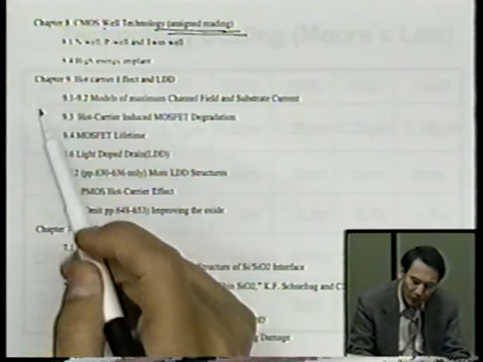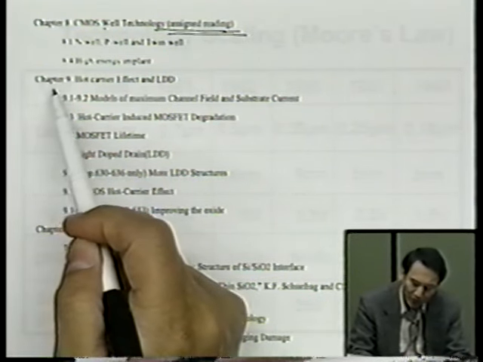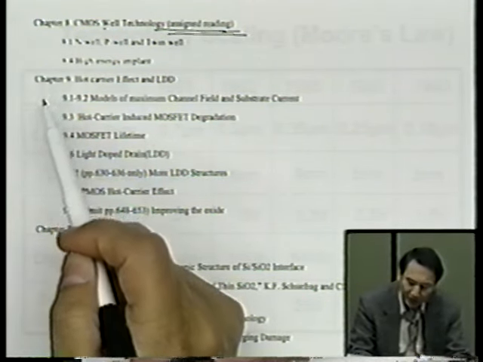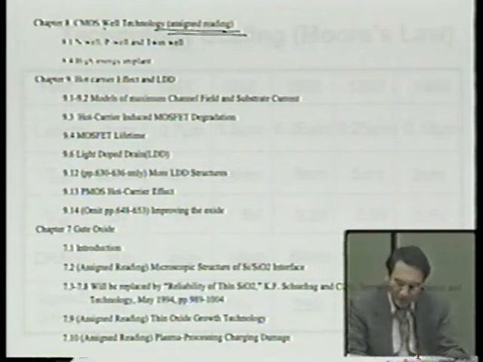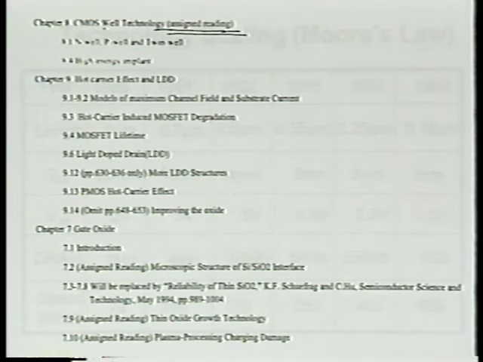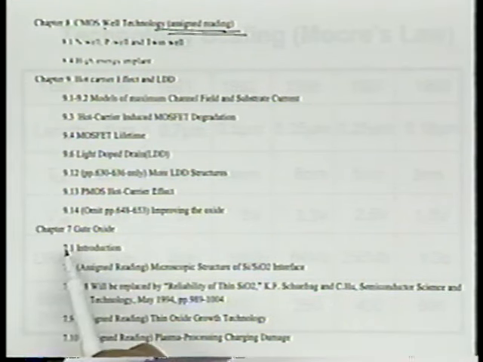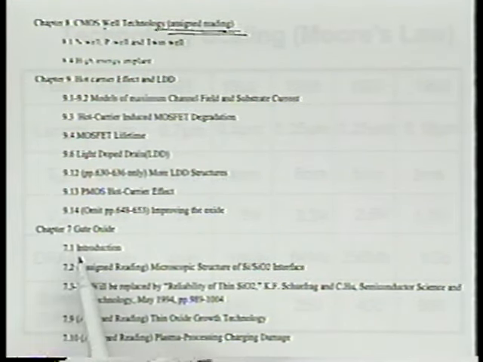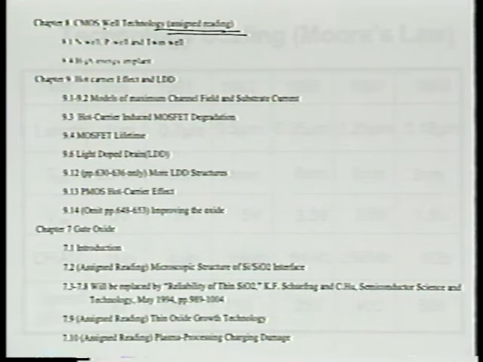And then we're going to resume lecture with chapter 9. The title is Hot Carrier Effects in LDD. That's the topic. And then we're going to lecture on chapter 7, gate oxide. That will be the last chapter that we lecture on. And that concludes the content of this course. Any questions about what we'll be covering in this course?